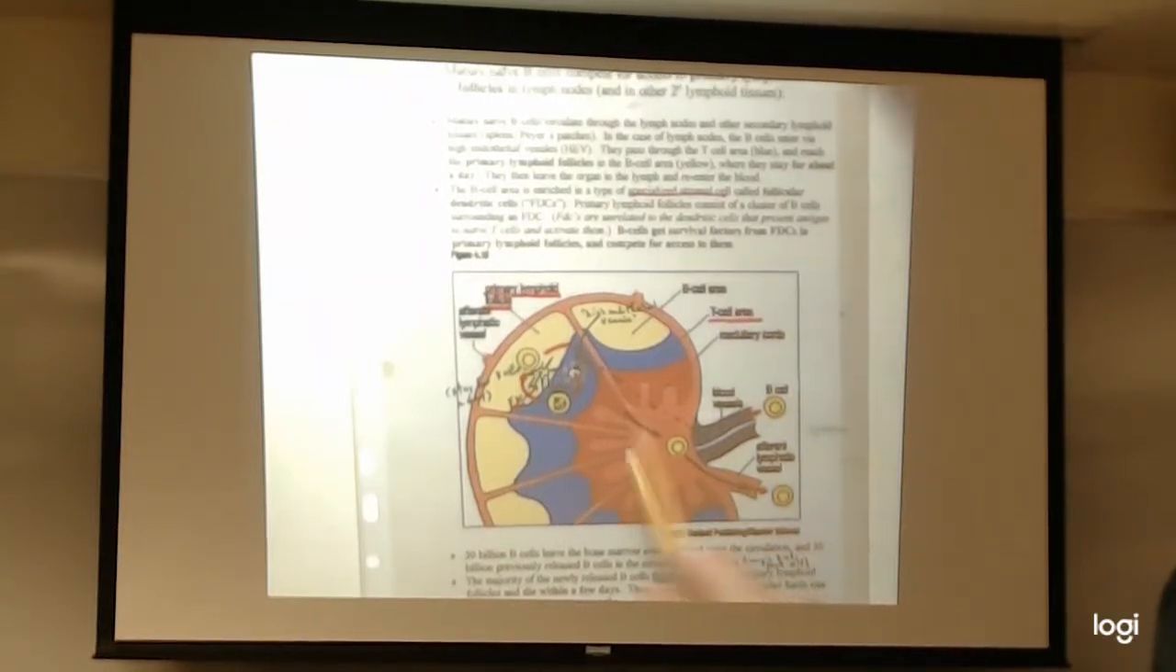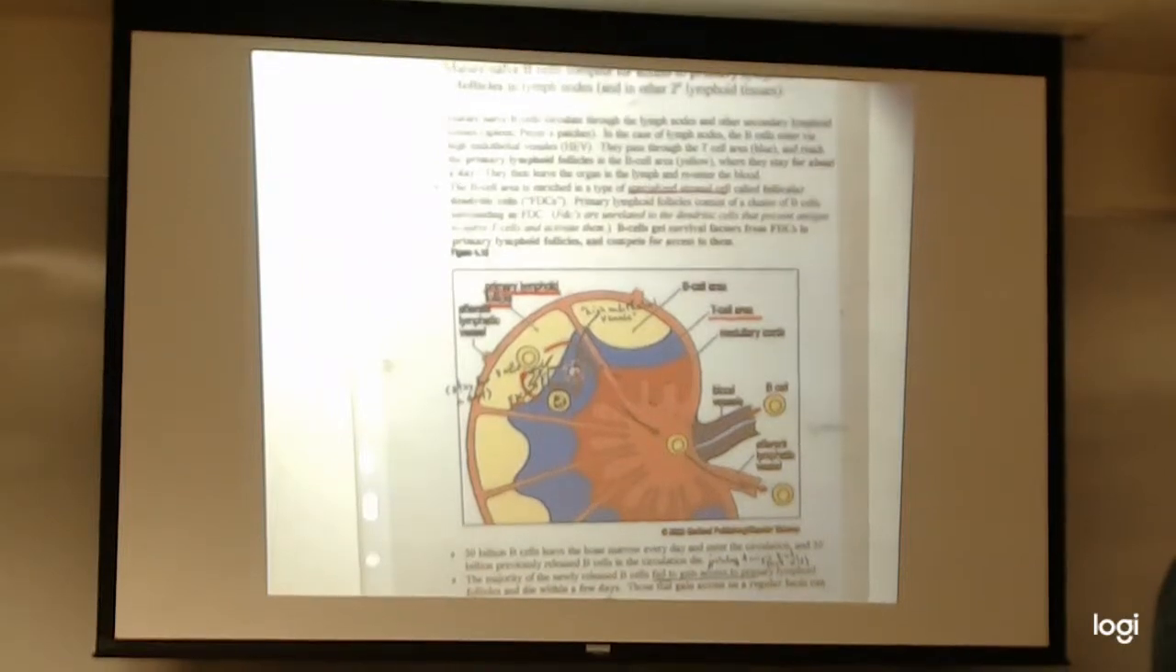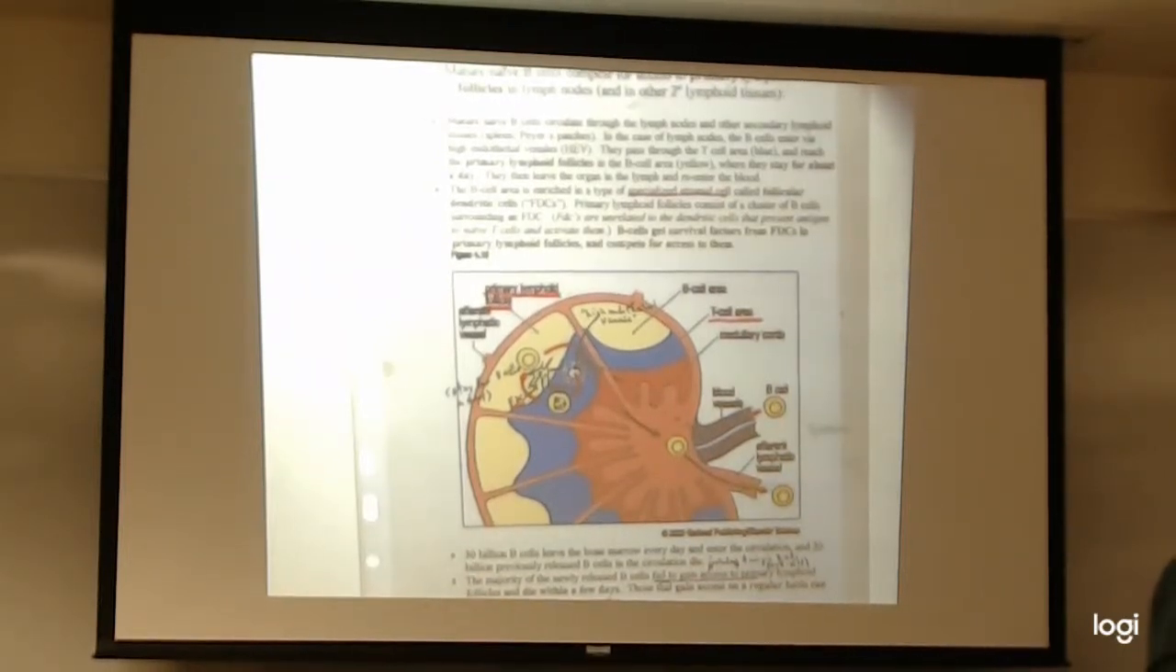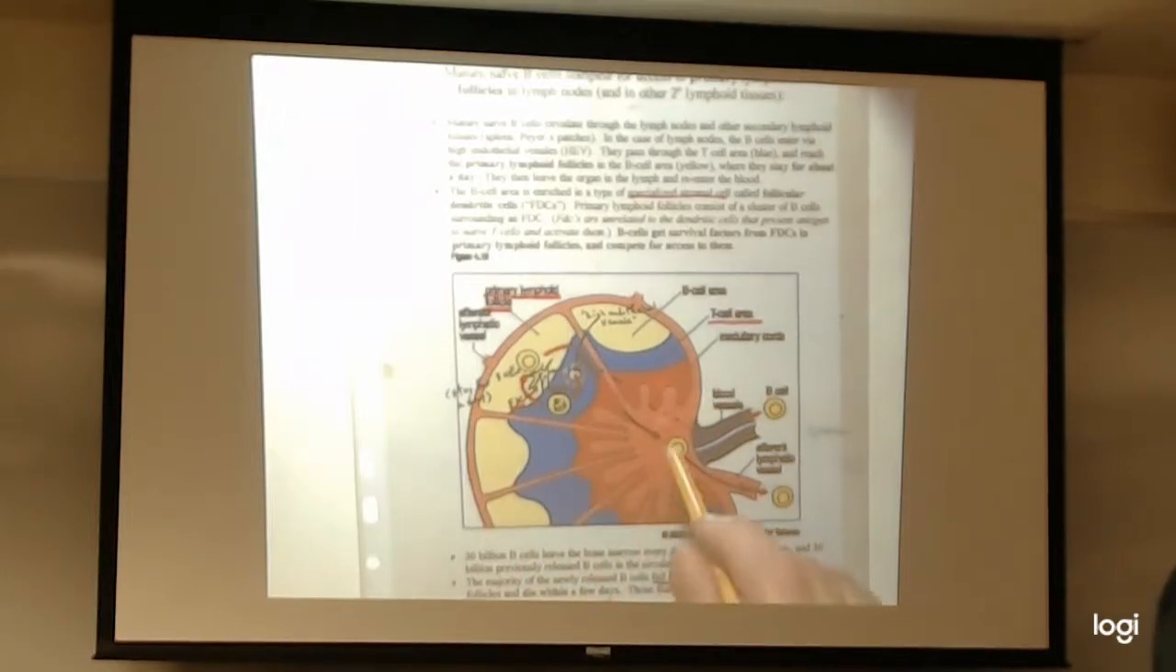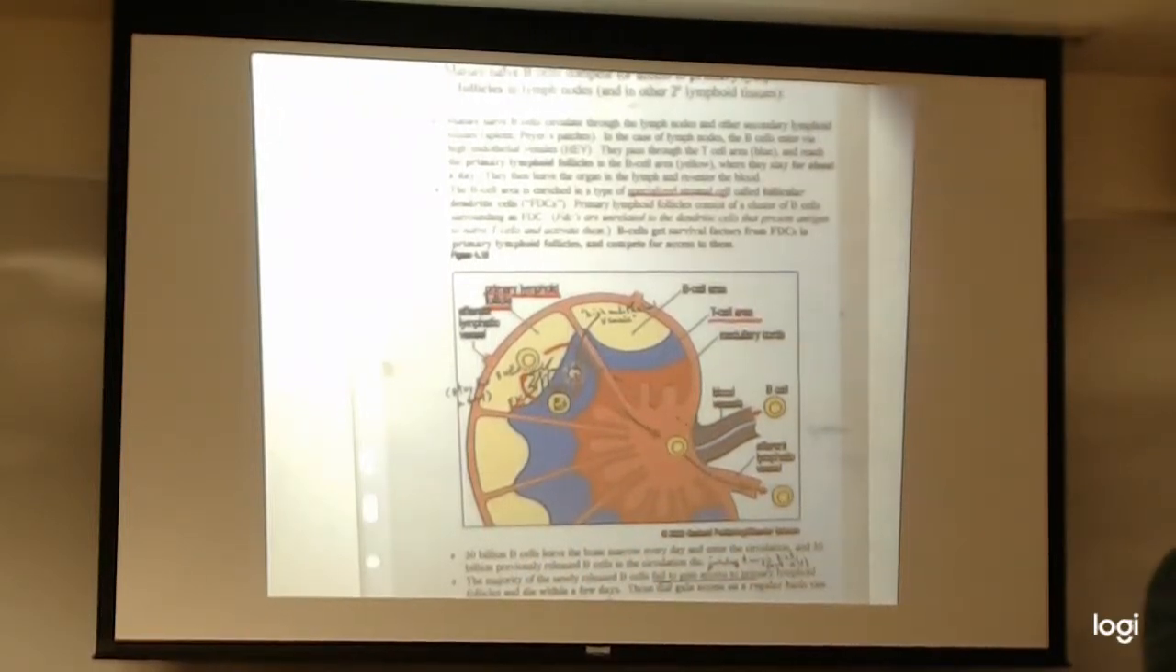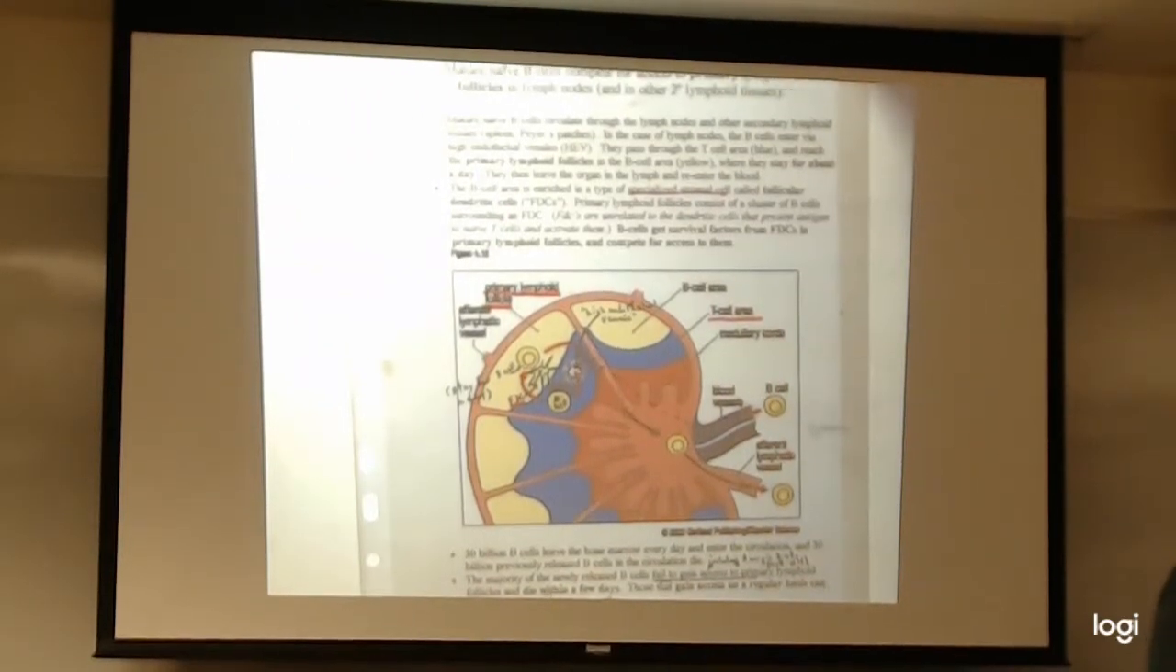I said that you're making new B cells, some 30 billion B cells are arriving in the blood from the bone marrow every day, and an equal number are dying every day. Of these 30 billion that come into the blood, I think the large majority of them die young. Okay, they die within a few days. I think here, what does it say here? Yeah, they die within a few days.